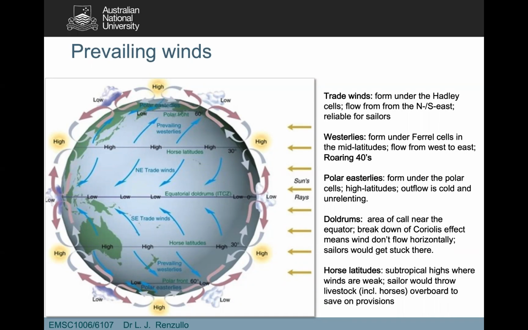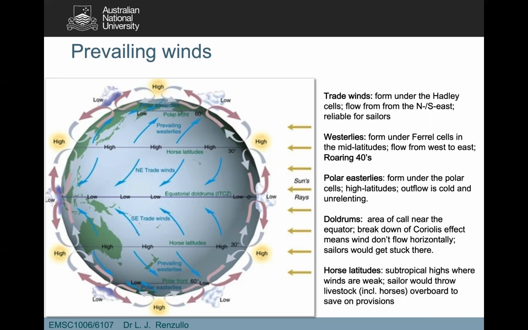Surface winds at that high pressure diverge, and because of Coriolis, the deflection is to the left, which means that below, or latitudes higher than 30 degrees, you get prevailing westerlies. The westerly winds form under the Ferrel cell, and they flow west to east. And you may have heard of the roaring 40s as one of the major winds that sailors delight in, driving them across vast expanses of ocean very quickly.